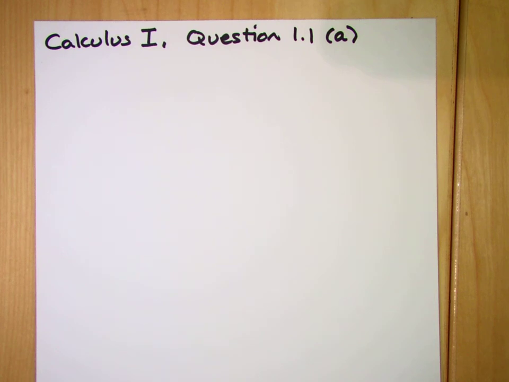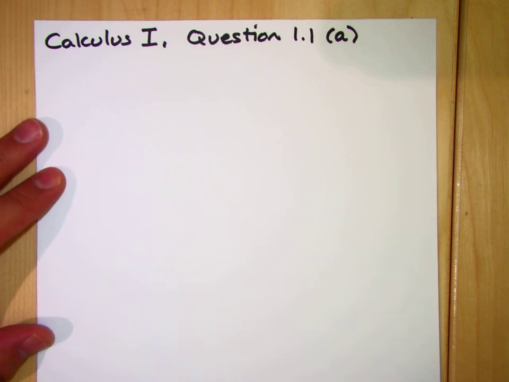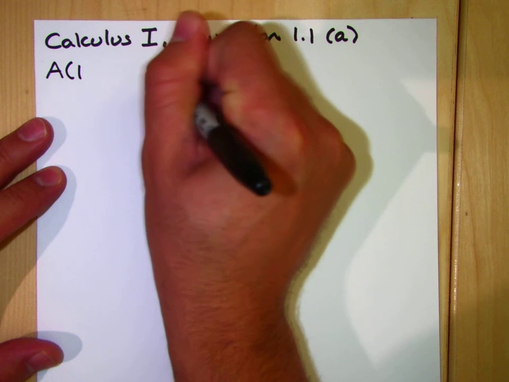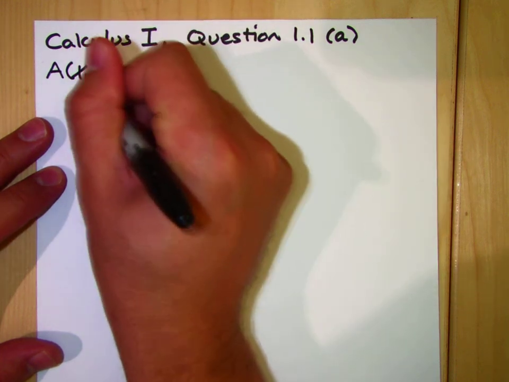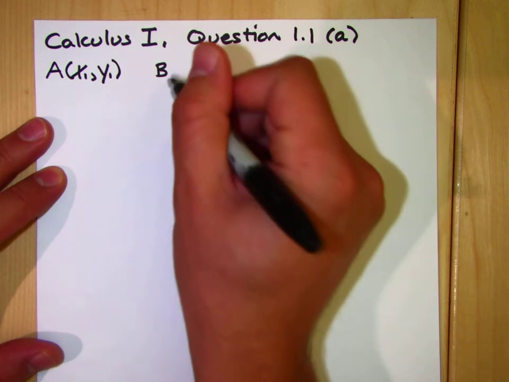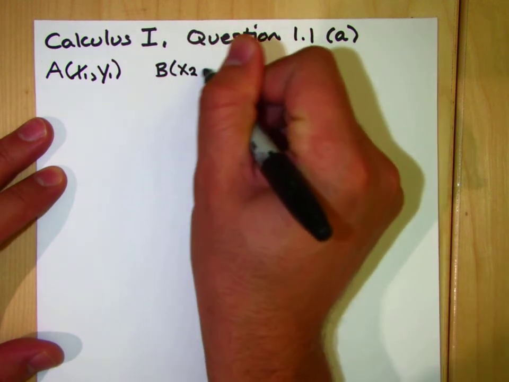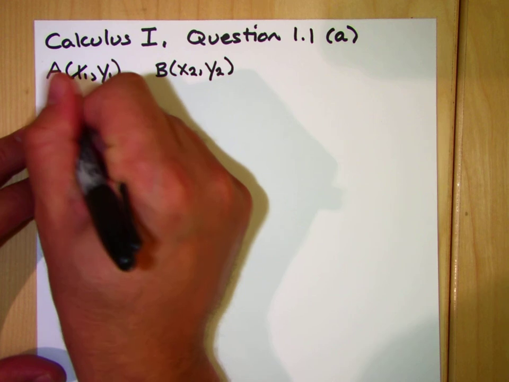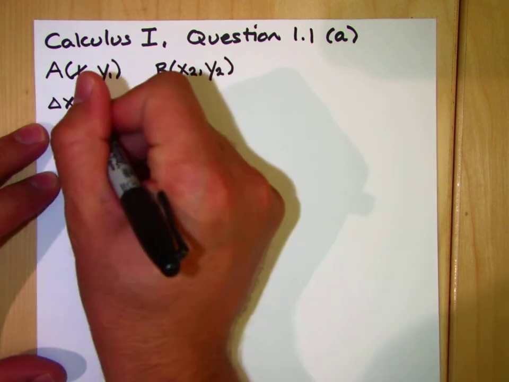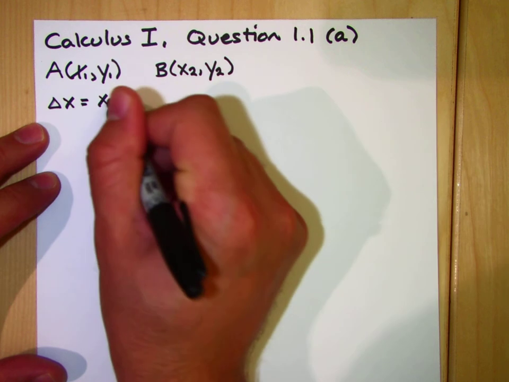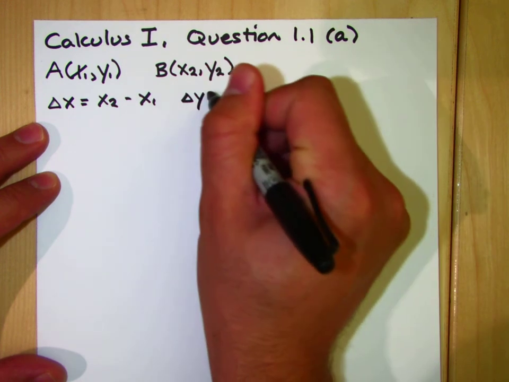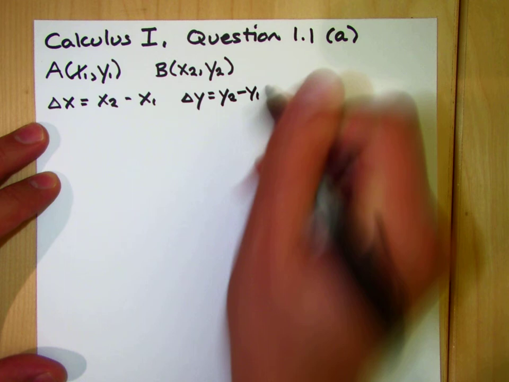But before we get into these 6 pairs of points, let's go through the equations for each of these expressions. So if we have 2 points, A and B, and A consists of coordinates x1 and y1, and B consists of coordinates x2 and y2, then delta x, going from A to B, is going to equal x2 minus x1. Similarly, delta y will equal y2 minus y1 if we're going from point A to point B.